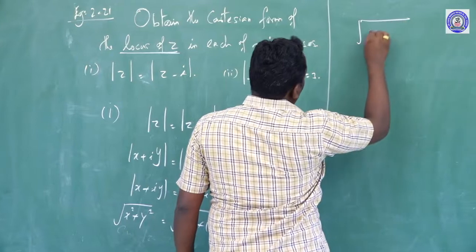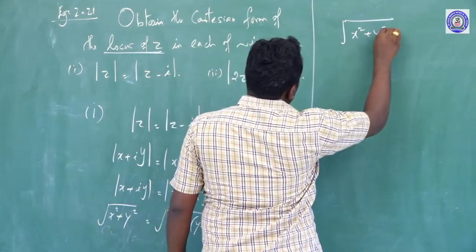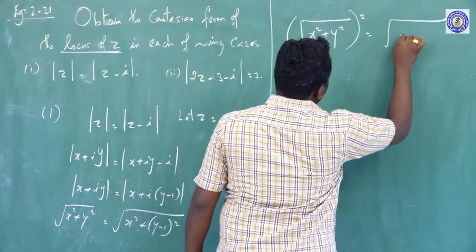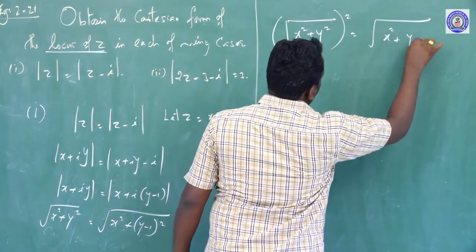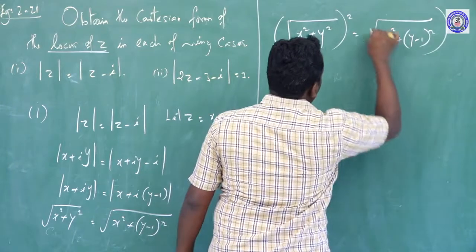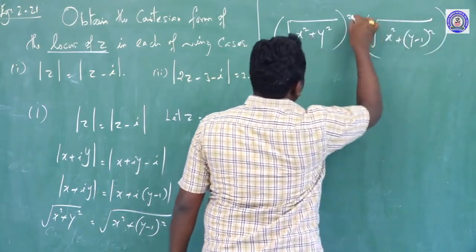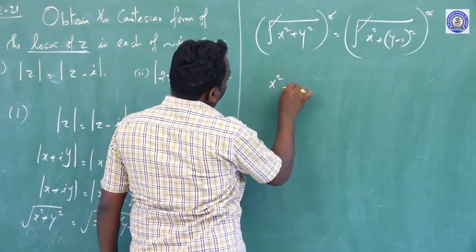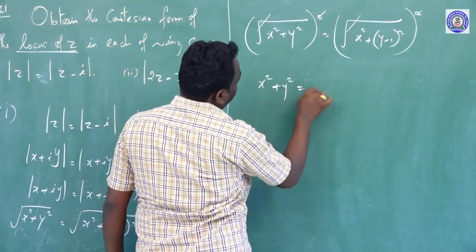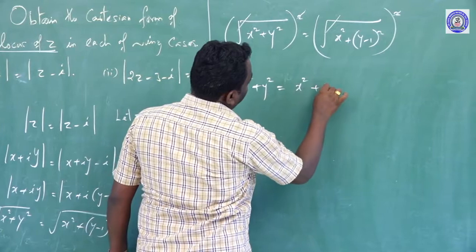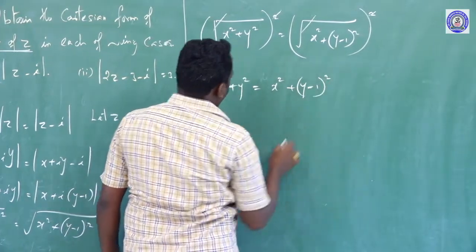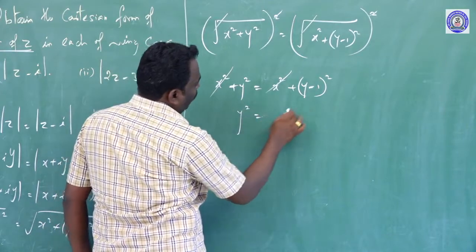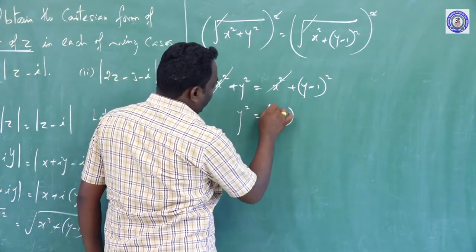Therefore, the square root of x square plus y square, the whole square, on the left hand side is equal to the square root of x square plus y minus 1, the whole square, again the whole square. Take a square on both sides, the square root will cancel. Therefore, x square plus y square is equal to x square plus y minus 1, the whole square. Now x square on both sides cancels, the same term, leaving y square equal to y minus 1 the whole square.